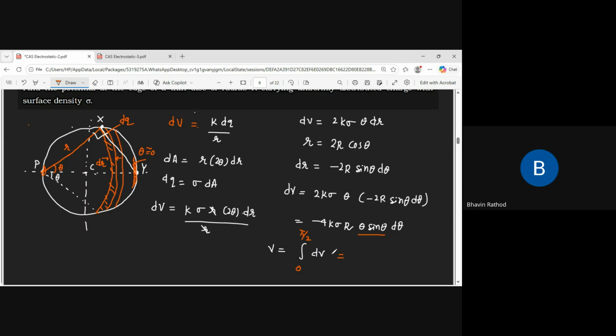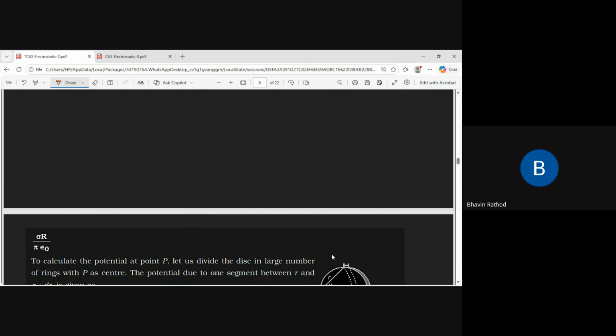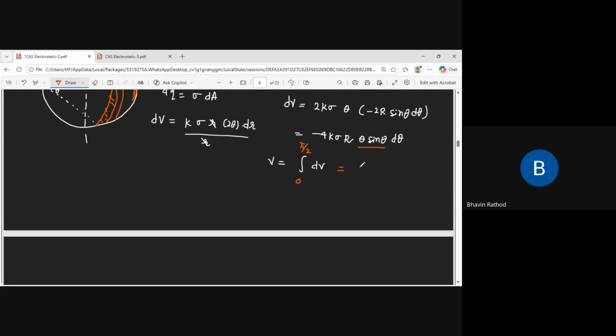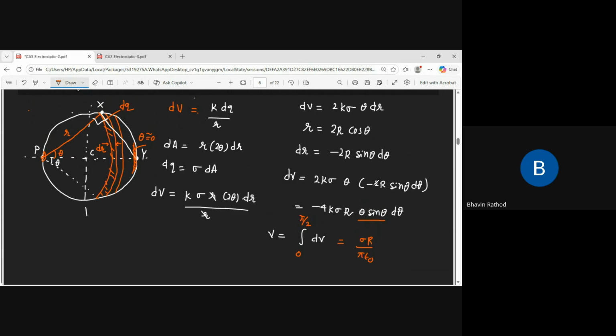So I'll just tell you what the final answer is. There we go: sigma r by pi epsilon naught. So that is what we will get at the end. All right, doubts here?